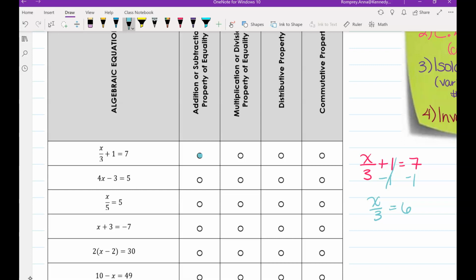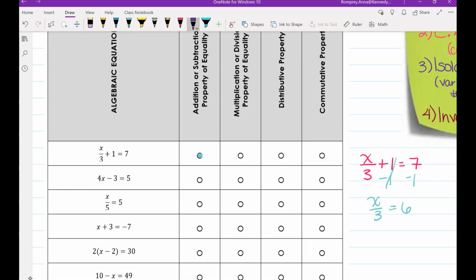Now, what I want to bring up real quick, when you're looking at a testing situation, if there's a drop-down menu and you subtracted but you only see addition property of equality, remember, they're universal, because any subtraction problem I can turn into addition. Add the opposite sign, plus a negative. So there's often times where you'll only see one of the words, and that's okay because addition and subtraction, they're universal. So let's go ahead and continue.